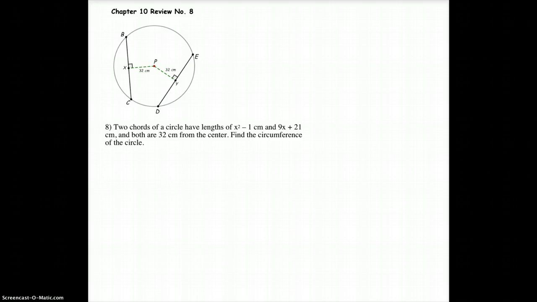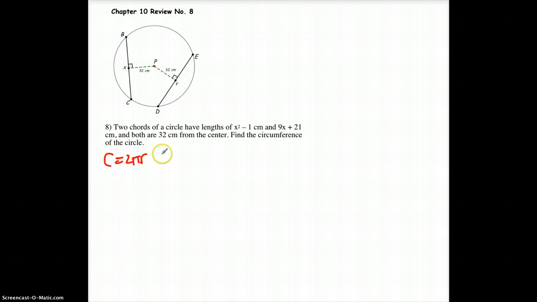Your task is to find the circumference of the circle. Finding the circumference of a circle involves finding either the radius or the diameter. I'm going to go for the radius. And you need to know that when chords are through the center of a circle, that's as long as they can ever be, they're a diameter. And the further a chord gets from the center, the smaller it gets.